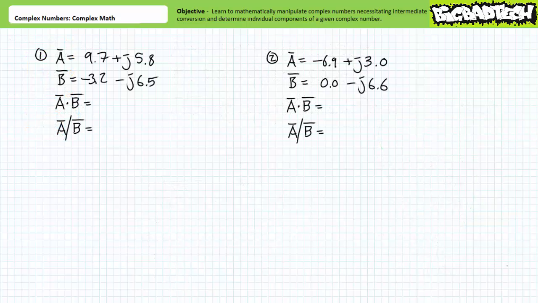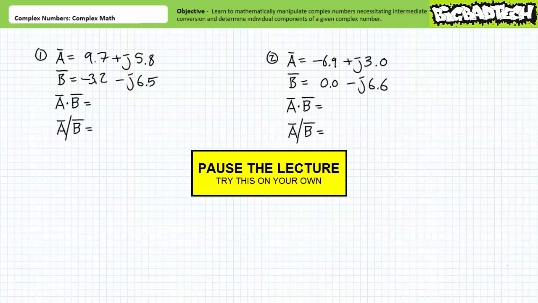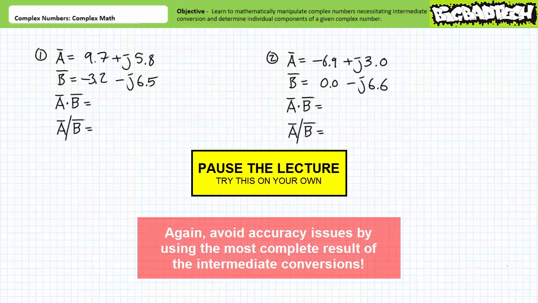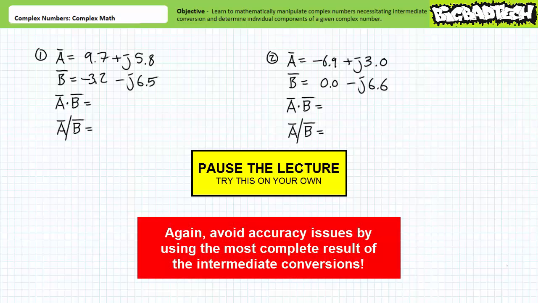Let's put your understanding of multiplying and dividing complex numbers using rectangular format to the test with these example problems. By all means, pause the lecture and try this on your own. Given these arguments expressed in rectangular format, perform the necessary conversions and operations, and then express your final answer in rectangular format. If you're tracking, you should have obtained the following results.